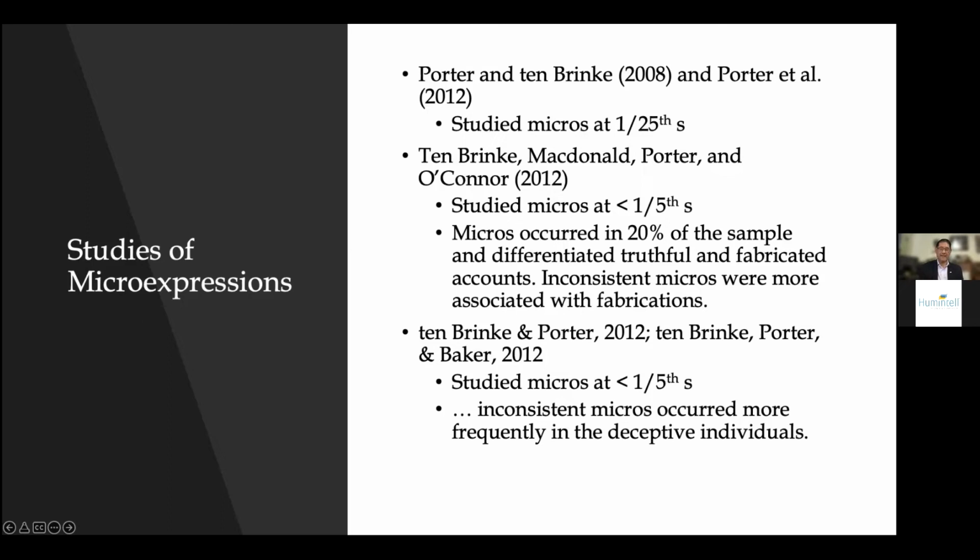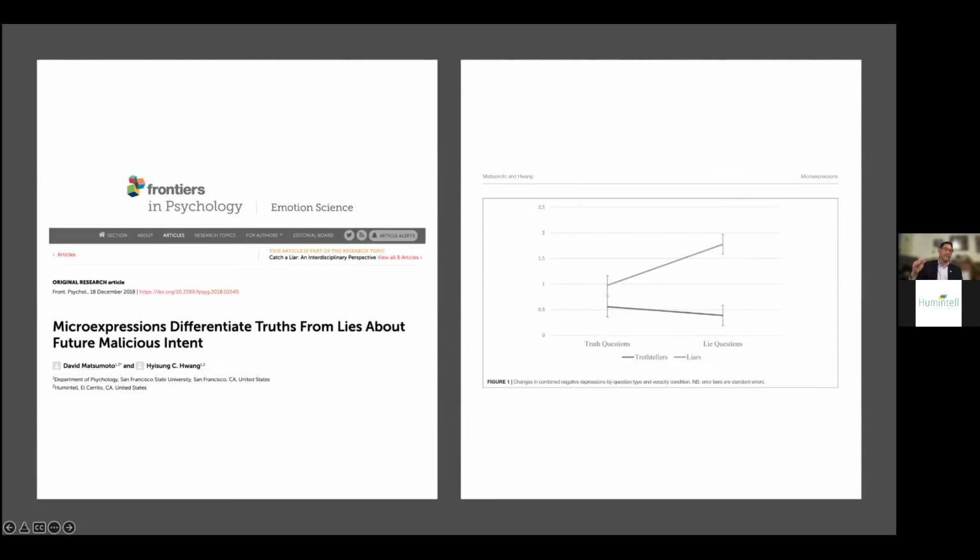Later on, what we did was we actually surveyed microexpressions that occurred in a situation where there were stakes involved in truth tellers and liars, and we actually measured them at 0.1, 0.2, 0.3, 0.4, and 0.5 of a second. So we wanted to know when they started to actually occur and if they differentiated truth tellers from liars.